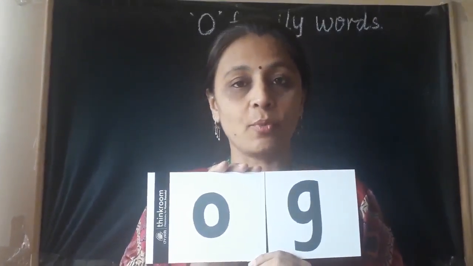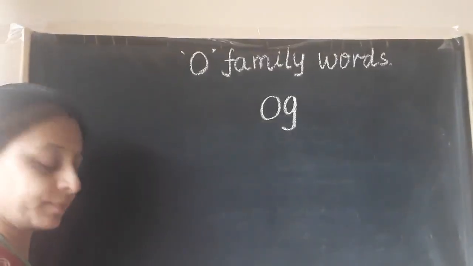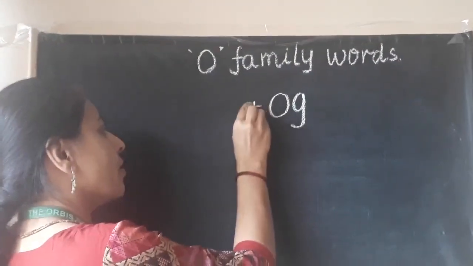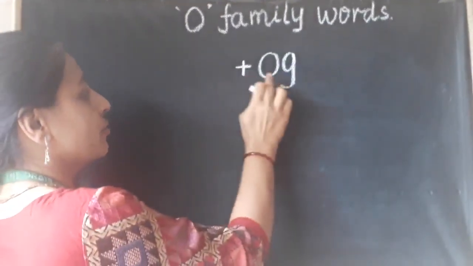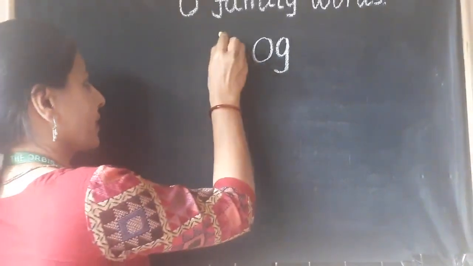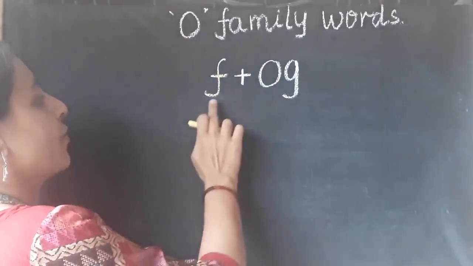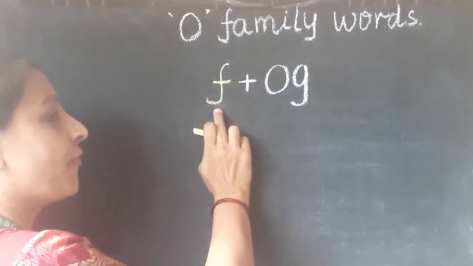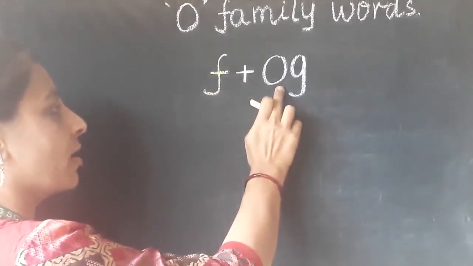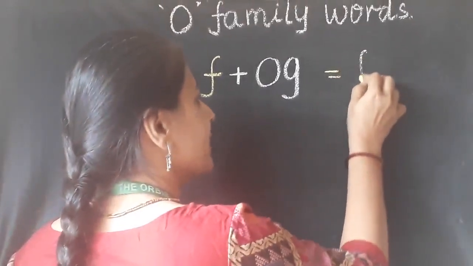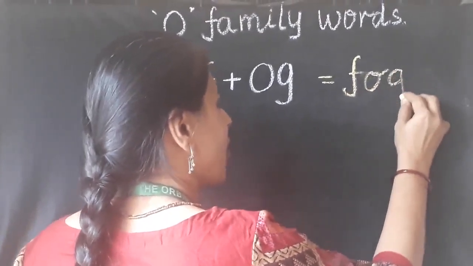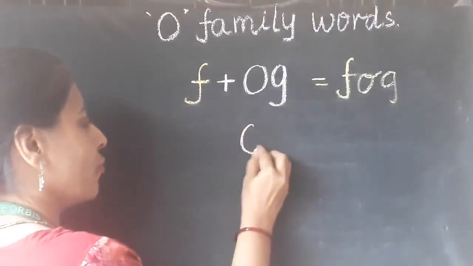Yes, now we will see og words on the board. You can see og. Okay, now I am going to add one more consonant to the two letters. Which letter is this? F, right? F says F. So now I have added F. F, og, fog. So here we will write fog, fog.